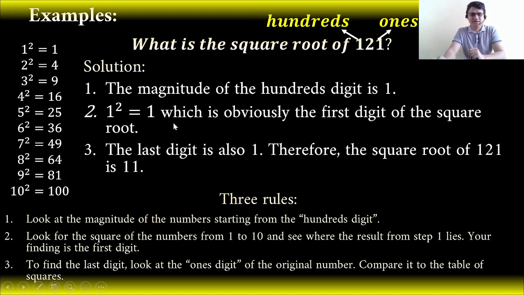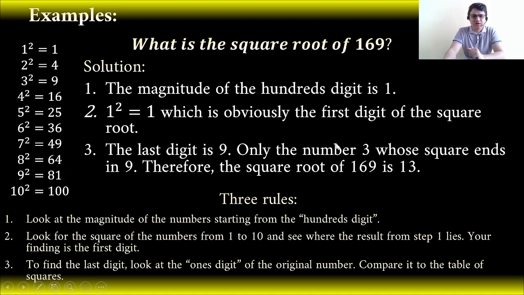Step number 3 is to find the last digit. To find it, we look at the ones digit of the original number, which is 121, and compare it to the table of squares. Here the ones digit is 1. Only 1 and 9 have squares ending with 1. But obviously we cannot have 19, because 19 squared is greater than 121. So the answer is 11.